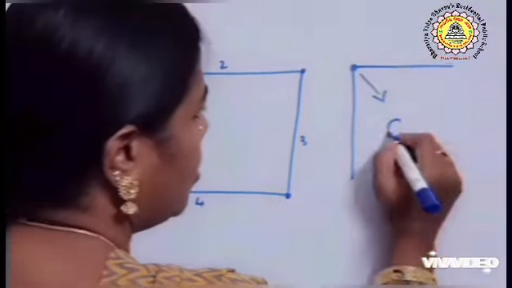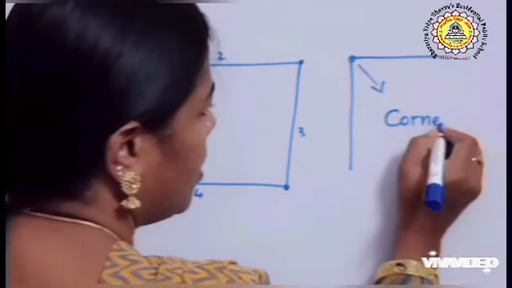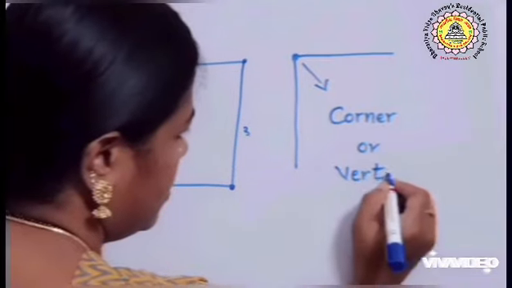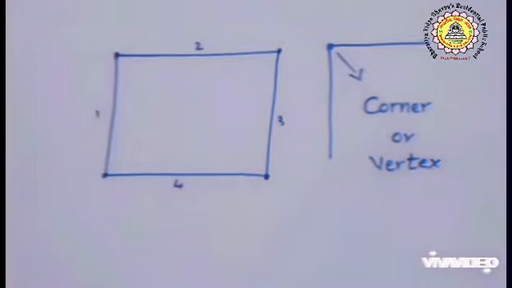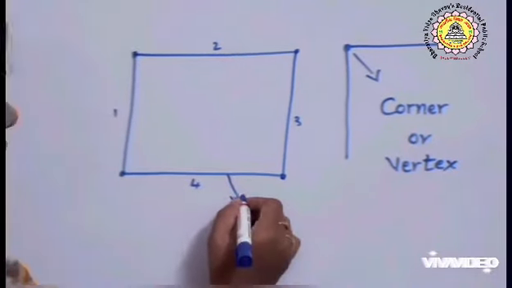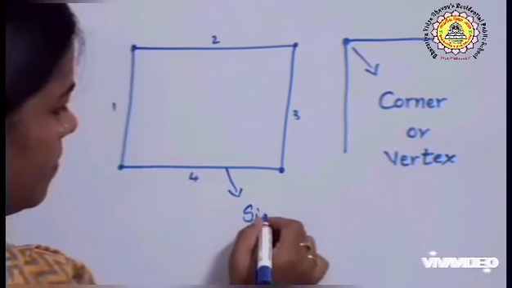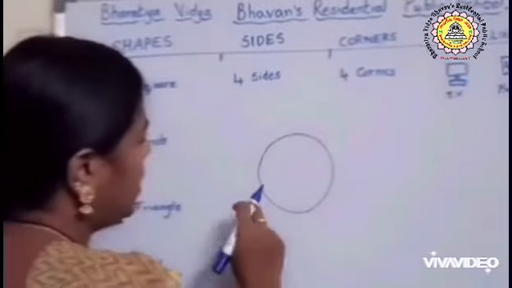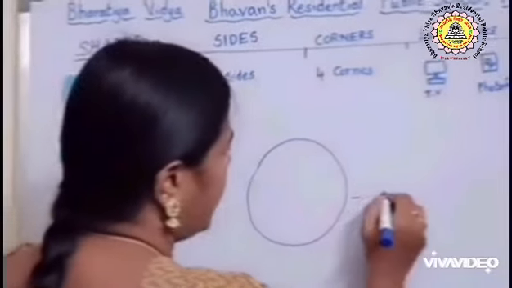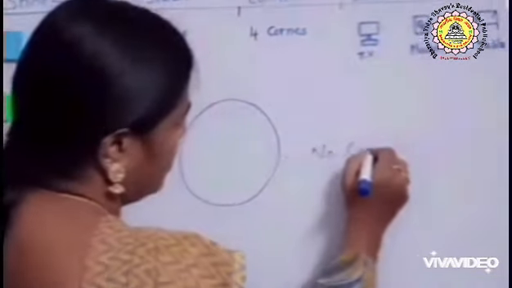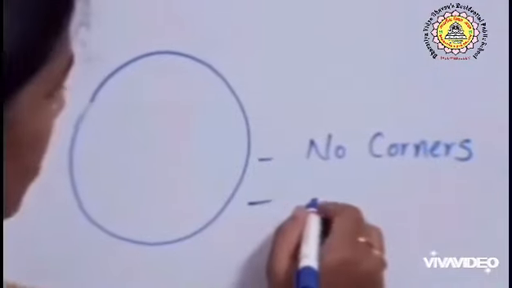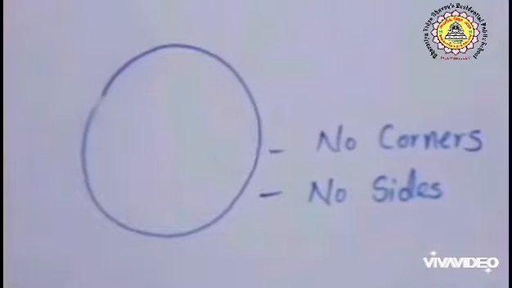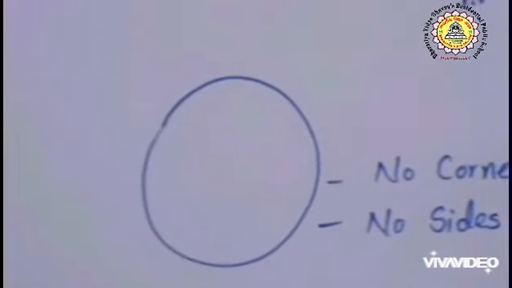It is called as corner or vertex. This is a side. Circle. Circle is made of a closed curved line. It has no corners, has no sides. It completely looks like a ball.